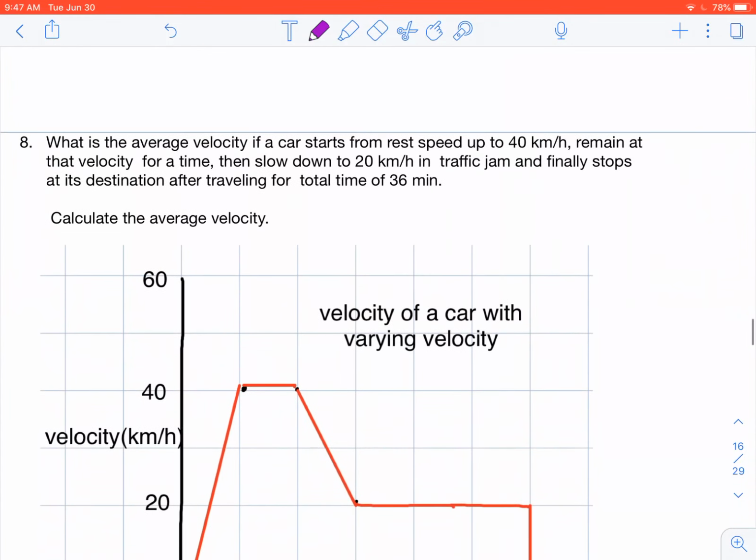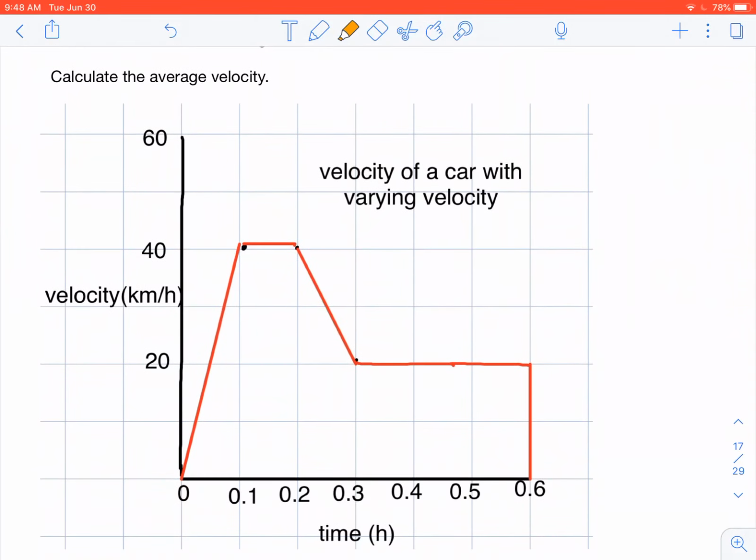Let's look at the next one. Here we say, what is the average velocity? We want to know the average velocity when this starts from rest and goes to 40. So it's 40. So it goes there.